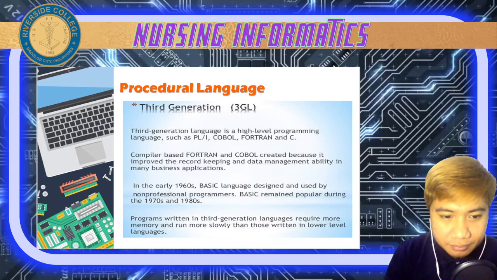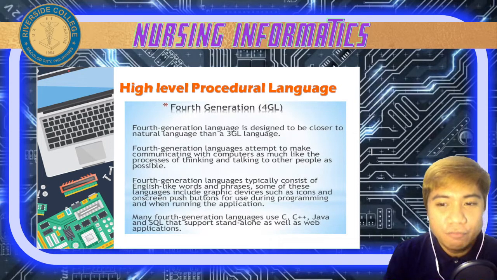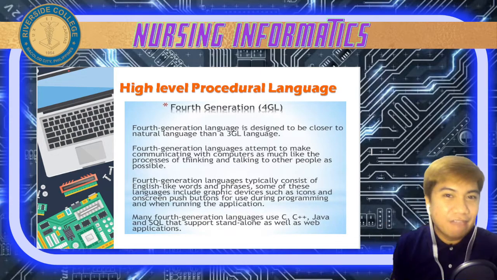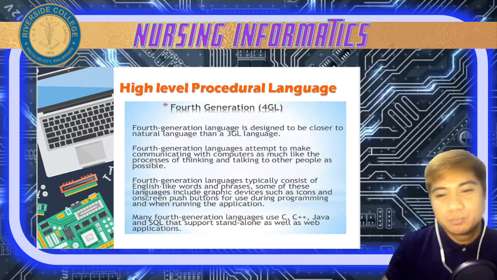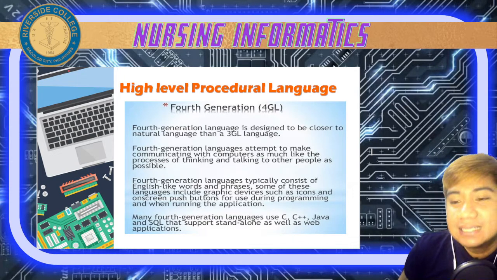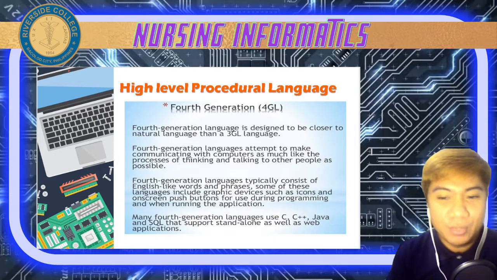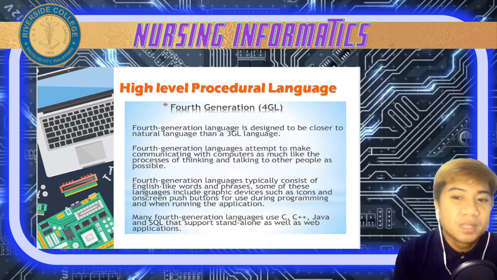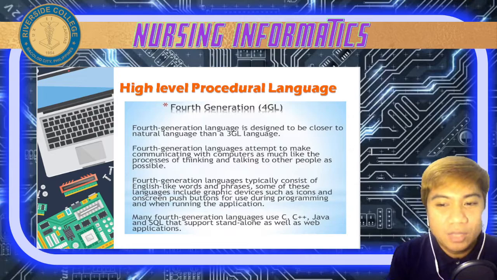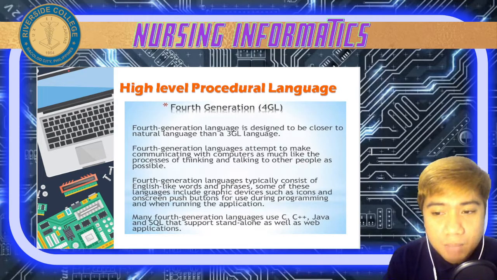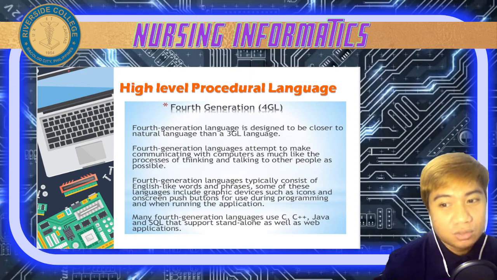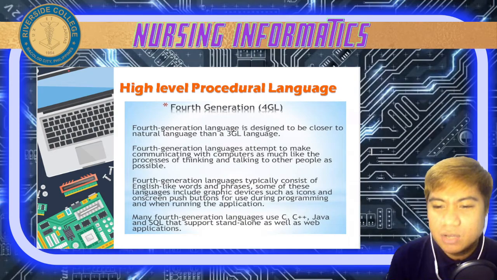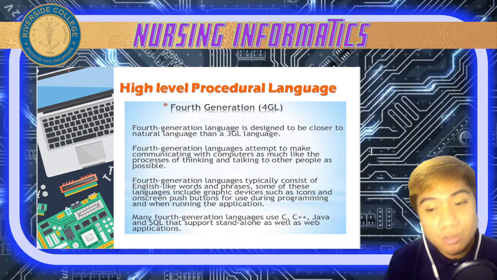Now, we also have class your 4GL or your fourth generation, also called the high-level procedural language. In your 4GL class, it is designed to be closer to your natural language than a 3GL. It is easier to understand. Fourth generation languages attempt to make communicating with computers as much like the processes of thinking and talking to other people as possible. Your fourth generation language typically uses English-like words.